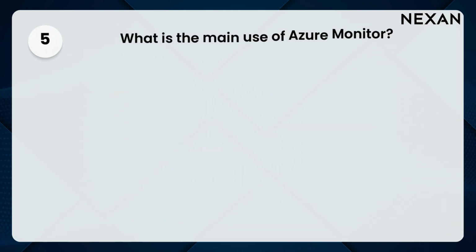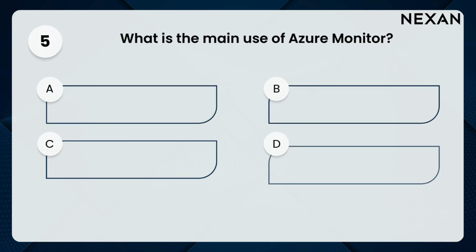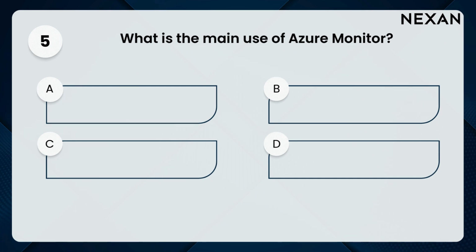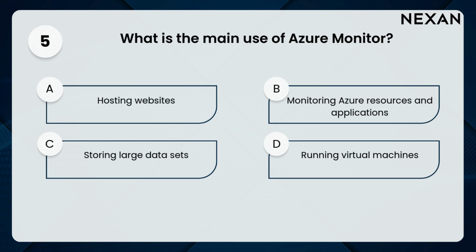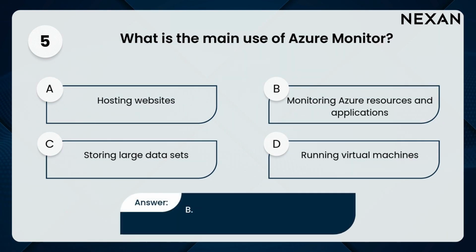5. What is the main use of Azure Monitor? A. Hosting websites. B. Monitoring Azure resources and applications. C. Storing large data sets. D. Running virtual machines. Answer: B. Monitoring Azure resources and applications.